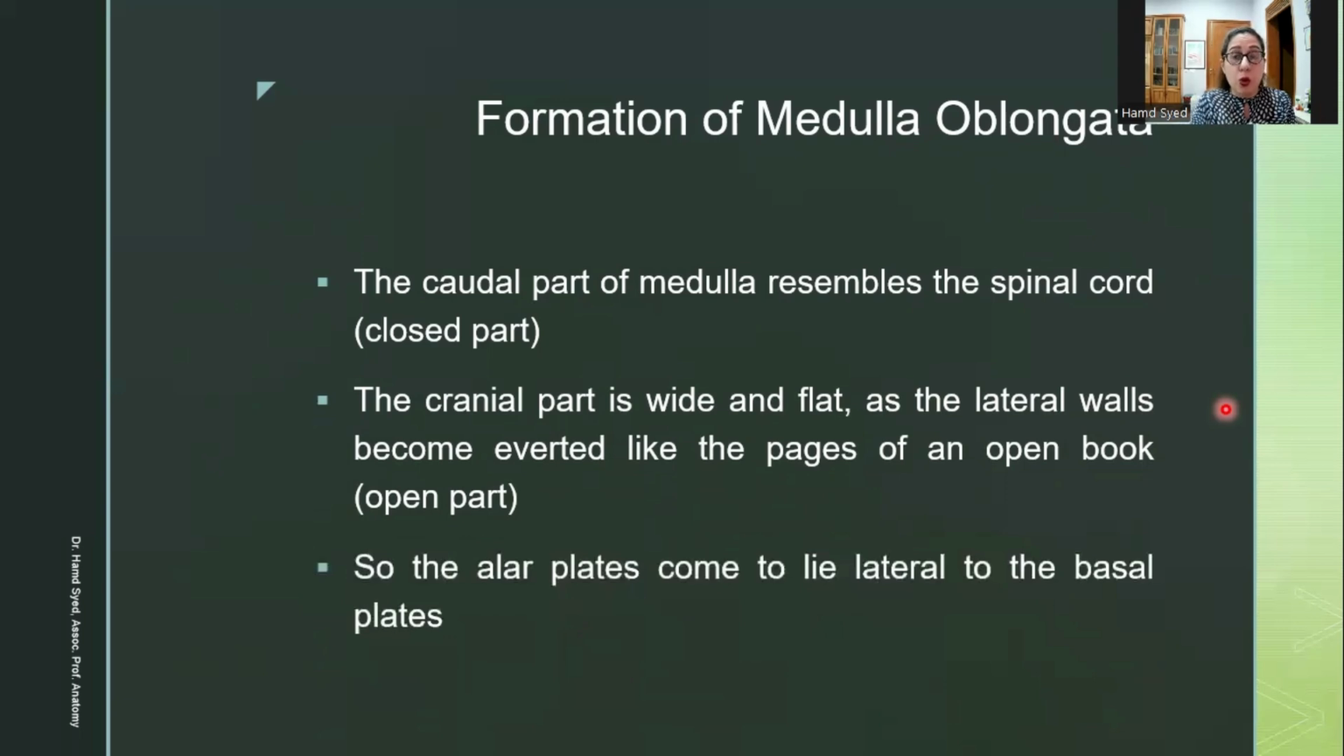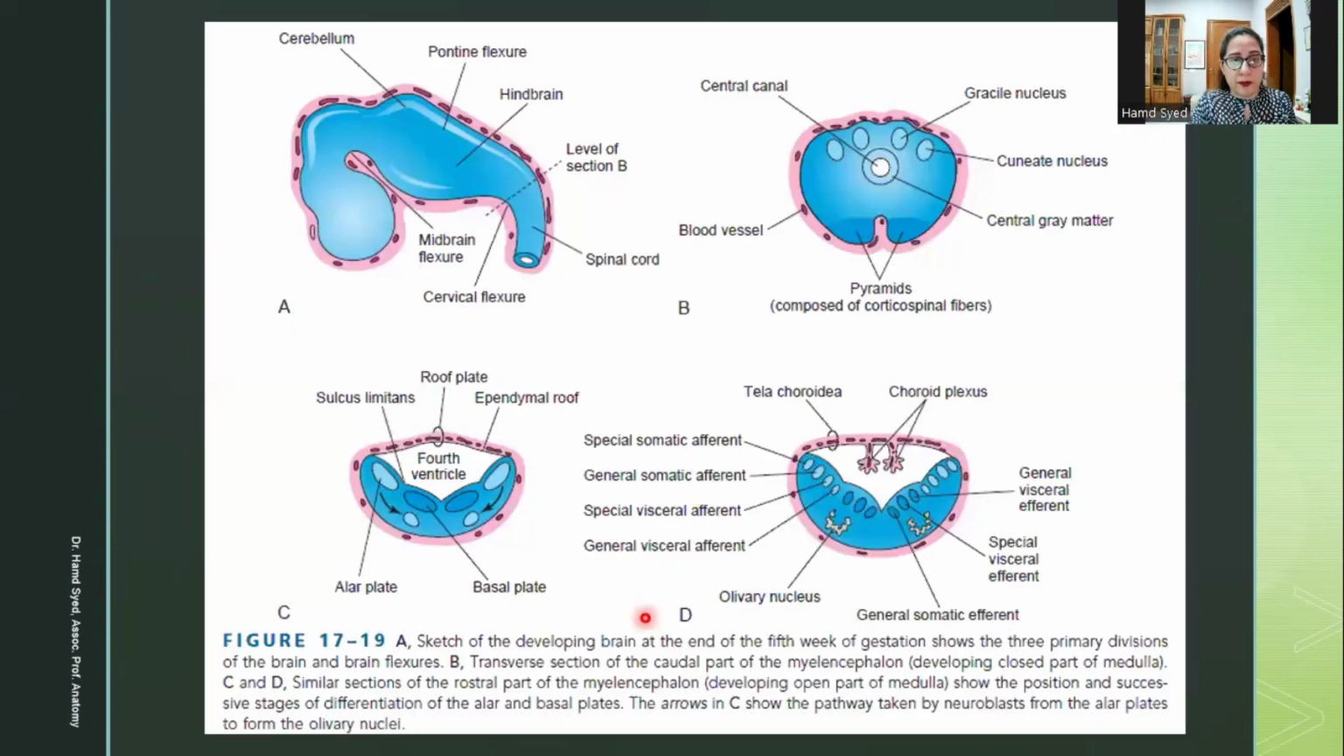Now, because the lower part of the medulla oblongata is similar to the spinal cord, the position of the alar and basal plates is similar to what it was in the spinal cord. But the upper part of the medulla oblongata, since it has become opened up, meaning it has become everted, that causes a repositioning of the alar and basal plates. In this case, the alar plates will come to lie lateral to the basal plates.